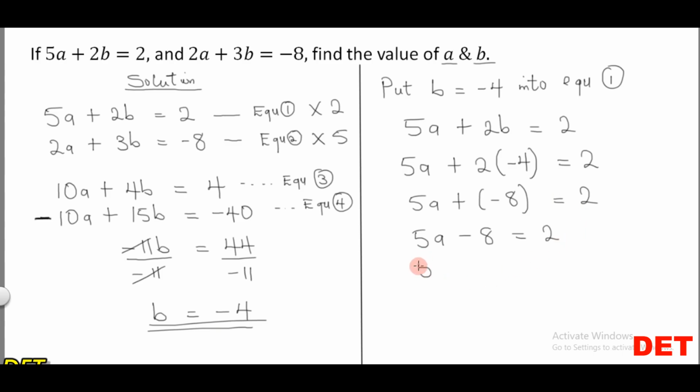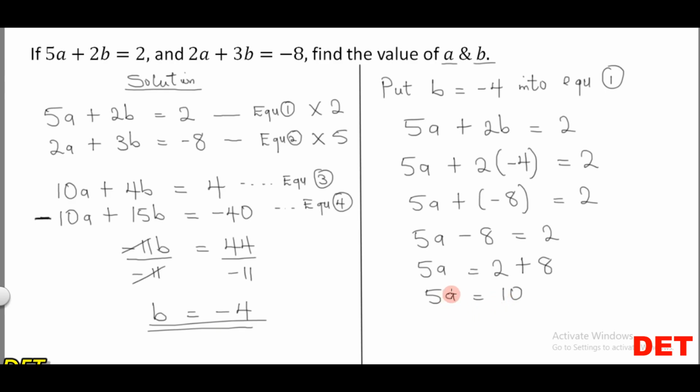So this will be 5a is equal to 2. So when this minus 8 crosses, it becomes what? Plus 8. So that will be 2 plus 8. Alright, so this will be 5a is equal to 2 plus 8 will give us what? 10.